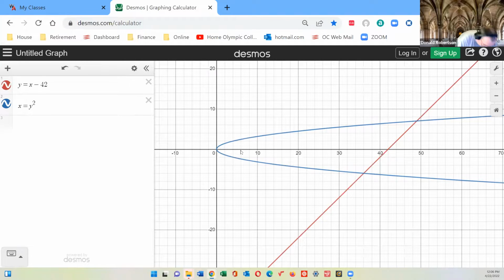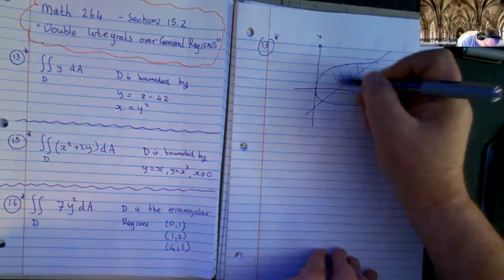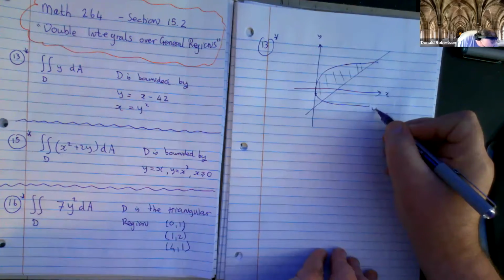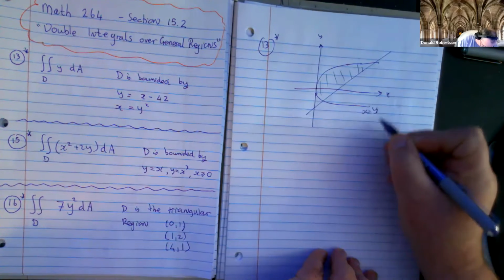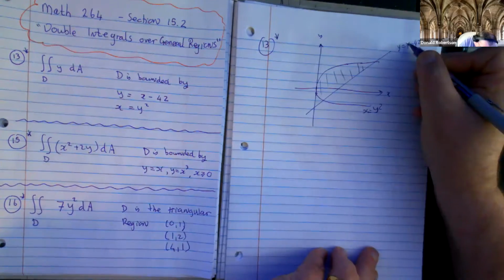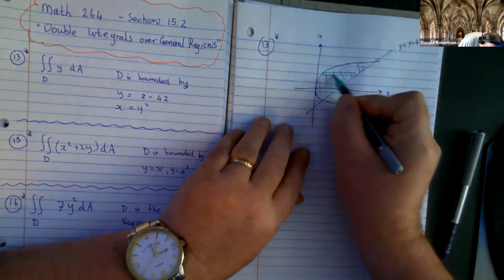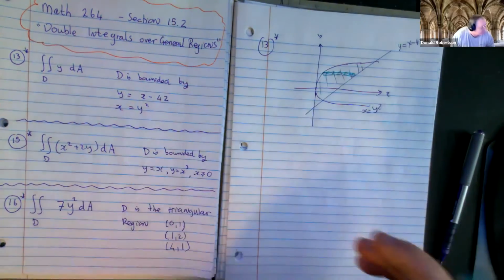So I'm doing a very baby version of that on my paper right now. We'll now set up the limits of integration, because that's what I want to focus on today, how to set up the limits of integration. So this is going to be D. This curve here is x equals y squared, and this is the straight line, y equals x take away 42. And you have to realize that in this case, we're going to go that way. Agreed?